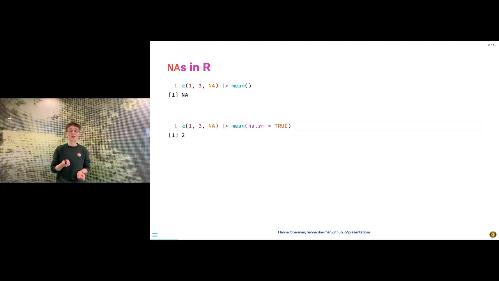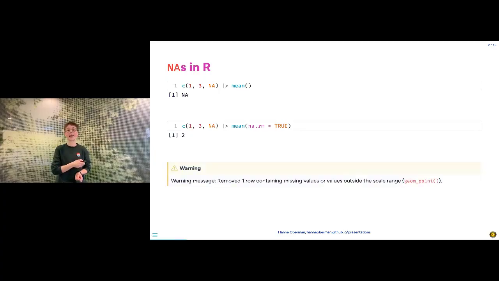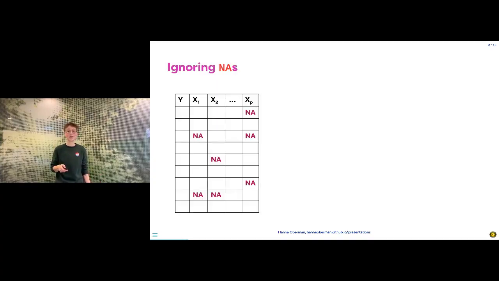And a lot of functions do this for you by default, actually, such as in the visualization package ggplot2, ignoring any missing values. And this works. It is quite convenient to ignore incomplete rows. But if there's a lot of missing values, it is very wasteful.